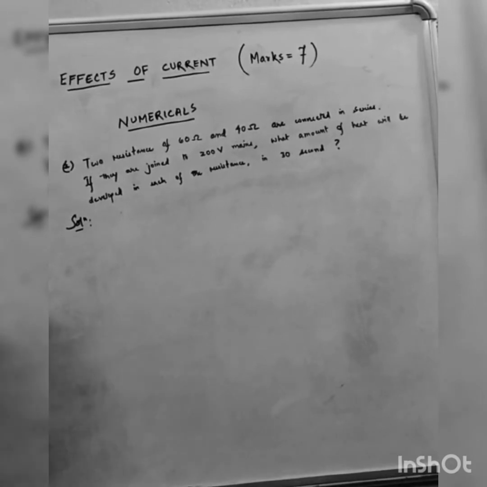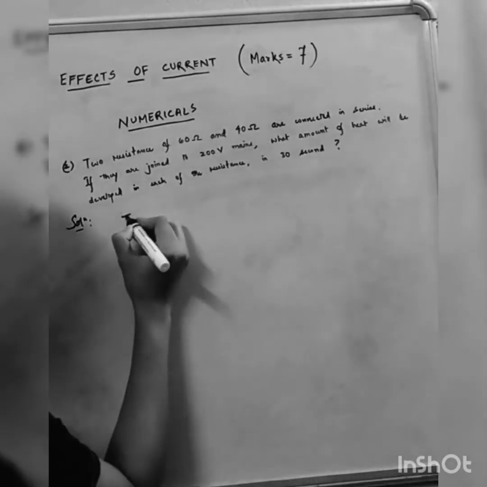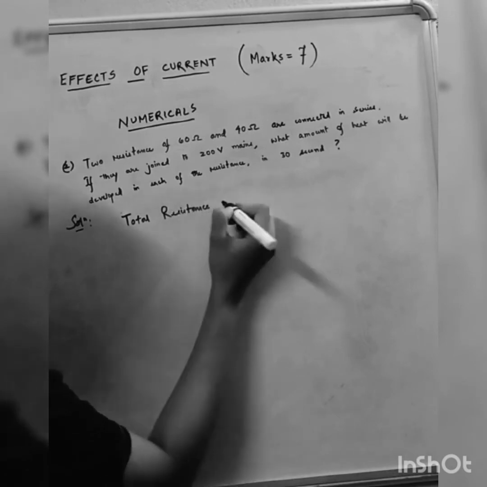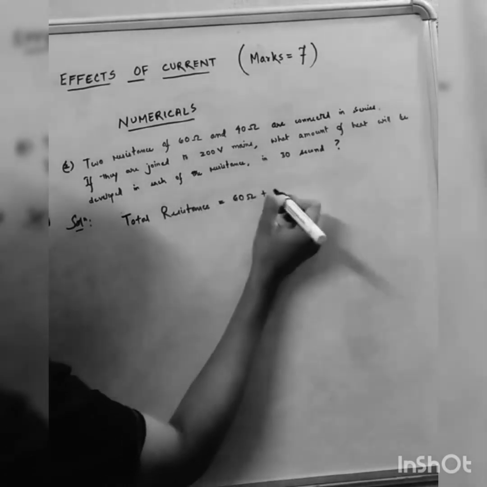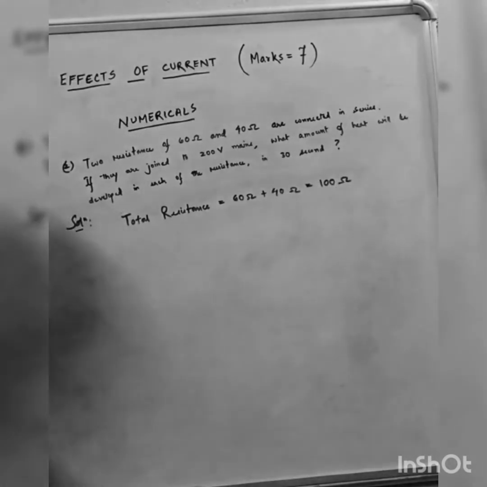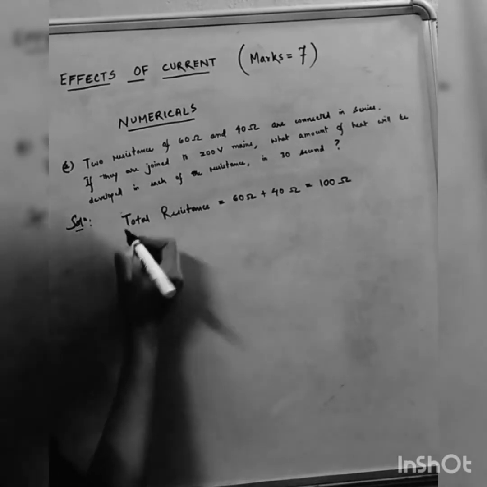The next numerical is: there are two resistances given, 60 ohm and 40 ohm, which are connected in series, and if the two resistances are joined to 200 volt mains, what amount of heat will be developed in each of the resistances in 30 seconds. First of all we have to find the total resistance here. The total resistance will be 60 ohm plus 40 ohm because they are connected in series, which is equal to 100 ohm. Then we are given the voltage, so we have to find the current passing through the two resistances.